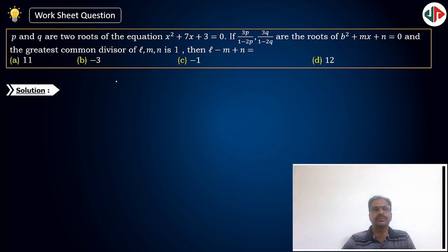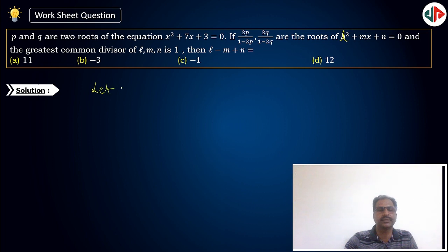Next, p and q are the roots of the given quadratic equation. 3p by 1 minus 2p, 3q by 1 minus 2q are the roots of, I think it should be, Lx^2 + mx + n. And the greatest common divisor of L, m, n is 1, then what is L minus n plus 1?